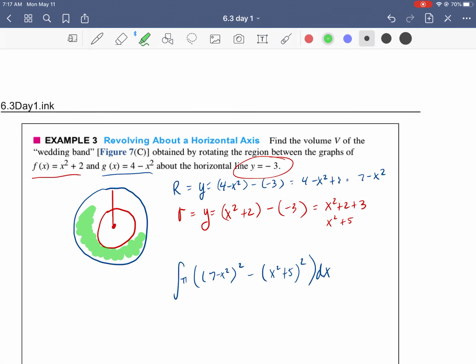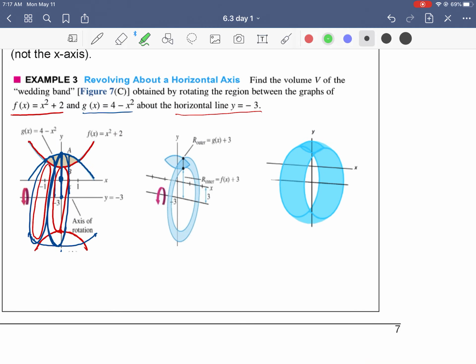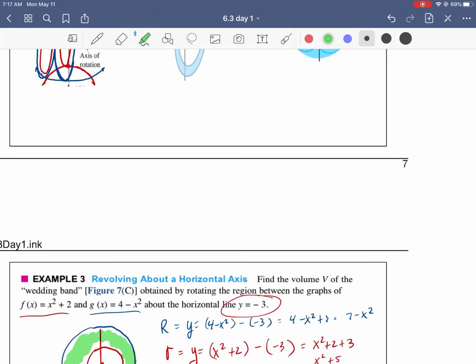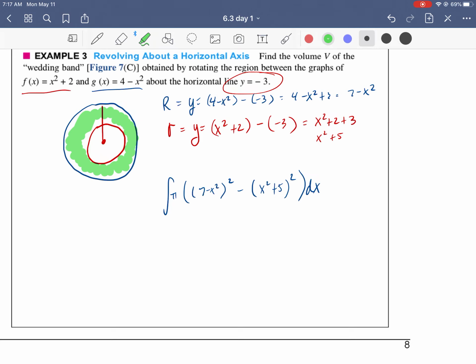And that will give us first the area of the shaded region, and when we integrate it from point of intersection, right, far left x value to far right x value, negative 1 until 1. And when we integrate it, it will give us the volume of that solid, which looks like a wedding band, which is why they call it that.